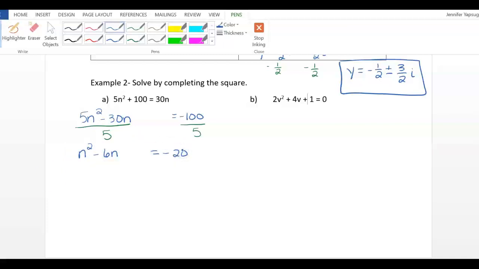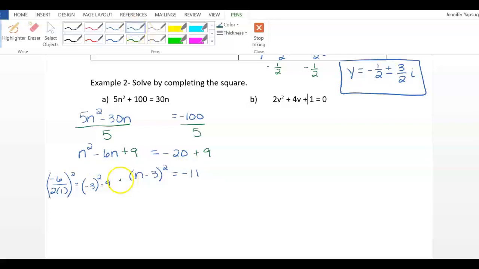All right, so then we're going to complete the square. So that's going to be negative 6 over 2 times 1, quantity squared. So it's going to give us an answer of negative 6 divided by 2, which is negative 3, squared, which equals 9. So therefore, we're going to add 9 to both sides of the equation. And then we simplify that. We're going to factor the left-hand side. So that's going to be n minus 3, quantity squared, equals negative 11.